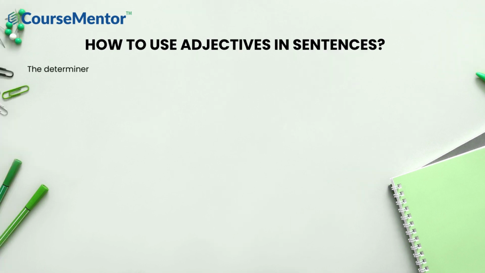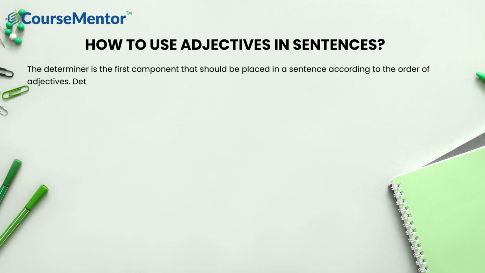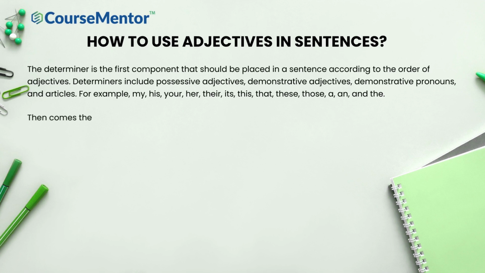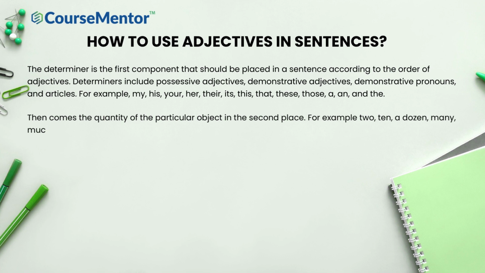The first component that should be placed in a sentence according to the order of adjectives is the determiner. Determiners include possessive adjectives, demonstrative adjectives, demonstrative pronouns, and articles. For example, my, his, your, her, their, its, this, that, these, those, a, an, and the. Then comes the quantity of the particular object in the second place. For example, 2, 10, a dozen, many, much, a few, several, etc.